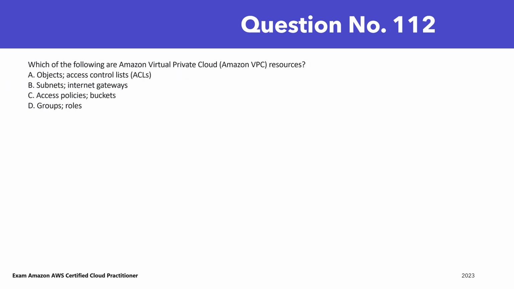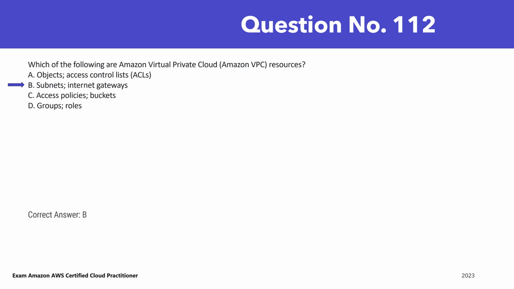Which of the following are Amazon Virtual Private Cloud, Amazon VPC, resources? A. Objects, Access Control Lists, ACLs. B. Subnets, Internet Gateways. C. Access Policies, Buckets. D. Groups, Roles.